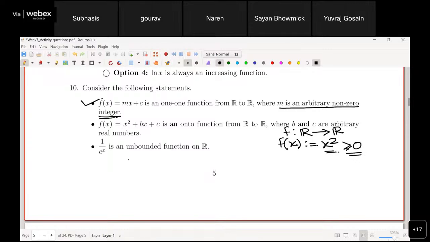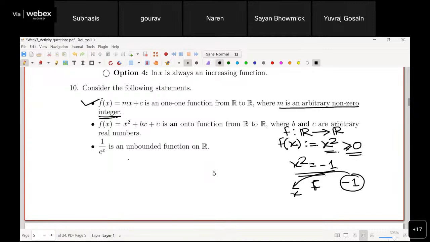Correct. So certainly you can't have any number in the domain that maps to -1. You can't get any x such that x square is -1, right? So -1 doesn't have any pre-image, because the square of a real number certainly can't be negative. So this function is not surjective, right? In fact, any quadratic function can't be surjective.